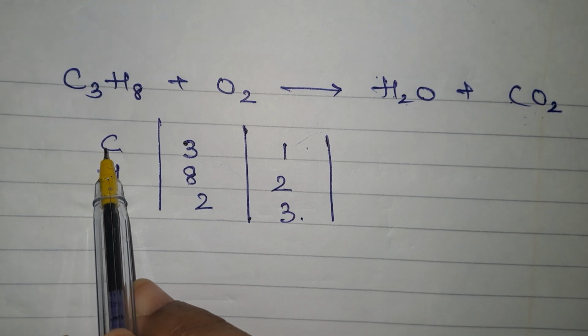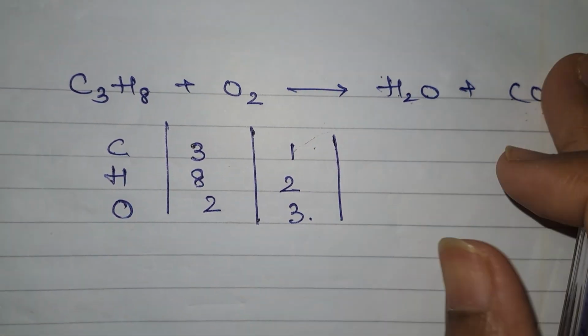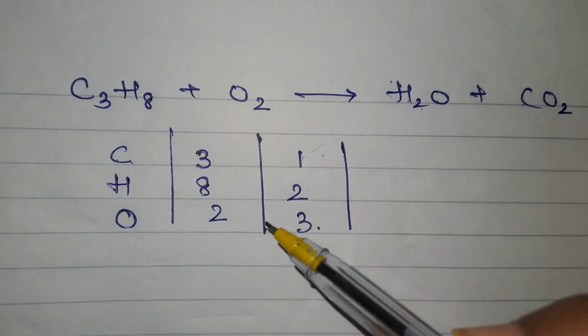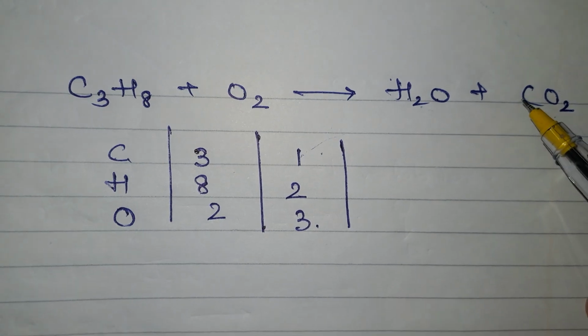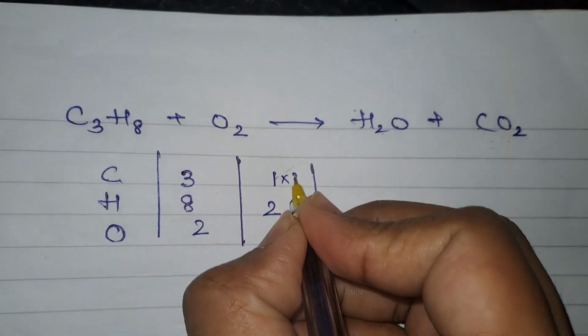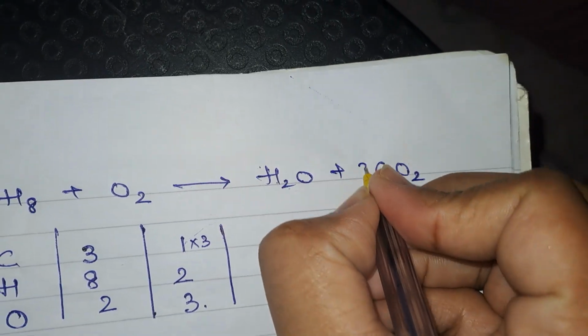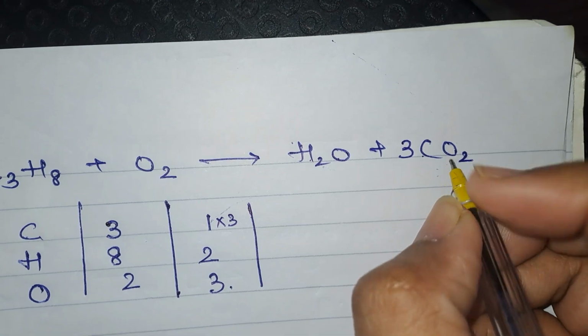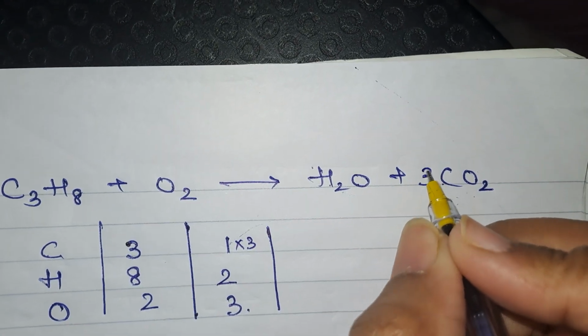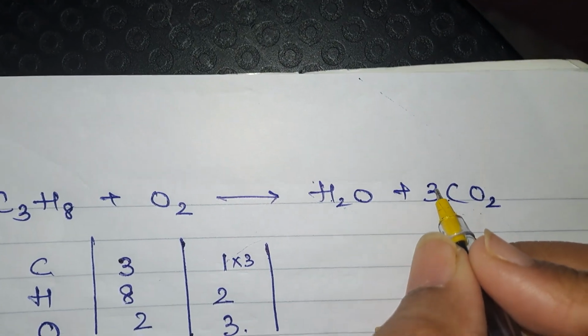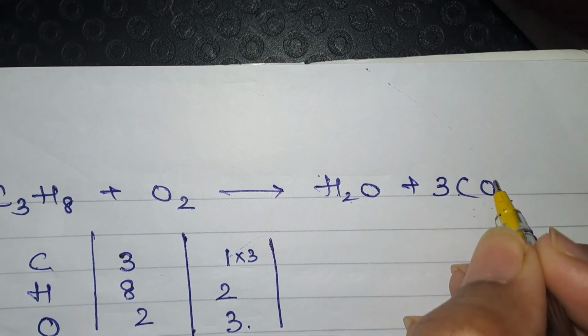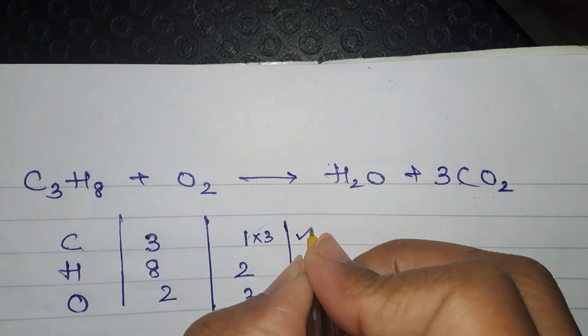So let's start with carbon. Carbon is the first one, so I'm going to start with that. Carbon is 3 here, and so also 3 should be here. So multiplying carbon with 3 gives me 3. I'm going to put a number here. Me putting a 3 in here makes a change in my oxygen. My carbon is balanced now, well and good.